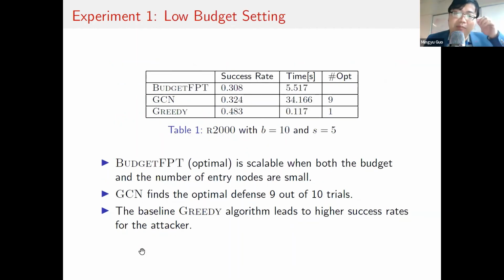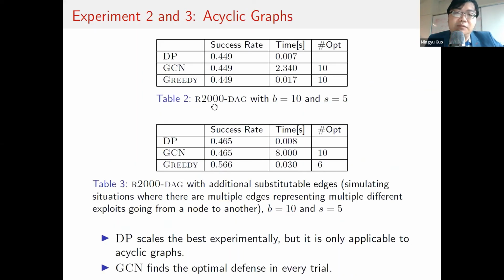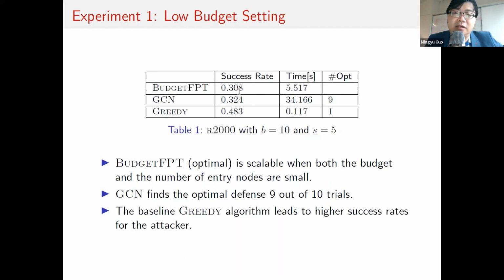The first experiment is a low budget setting, and in this setting, we are able to run our first FPT algorithm, budget FPT, that requires a small budget. And so basically, we set a budget of 10, and set 5 to be the number of entry nodes. And then we get the optimal success rate. The optimal success rate is 30% on average over 10 trials. And then using GCN, we got 32%.